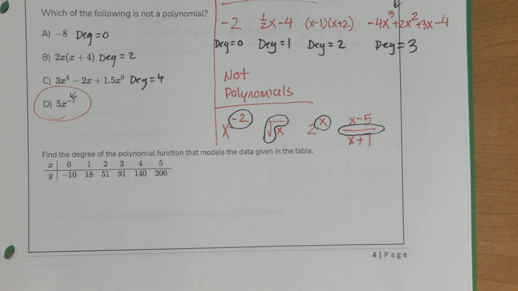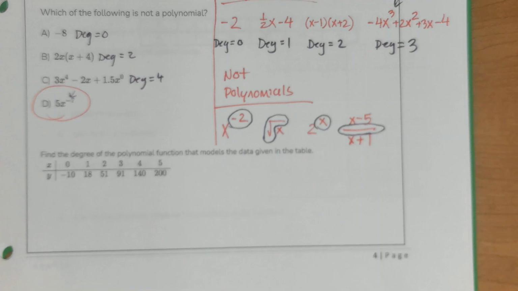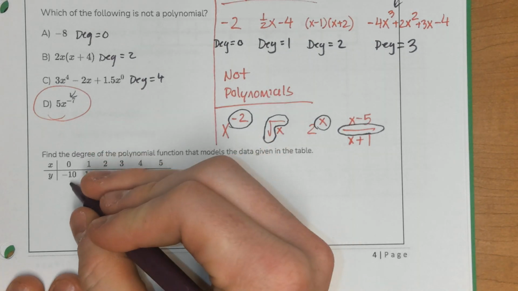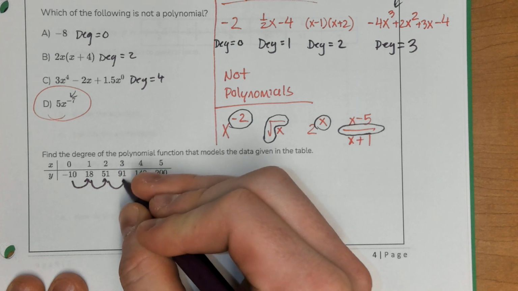We want to find the degree of the polynomial in our table here as well. We would use our methods for finding the differences here if we want to find the degree.